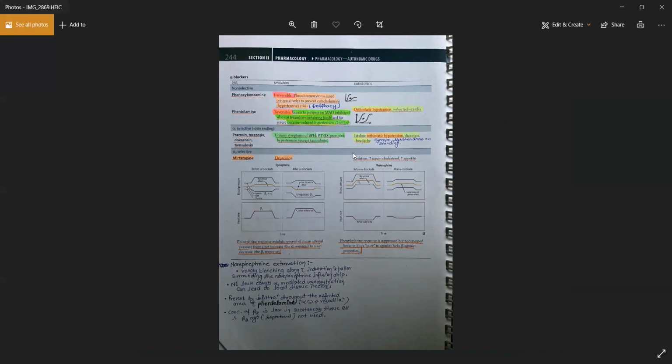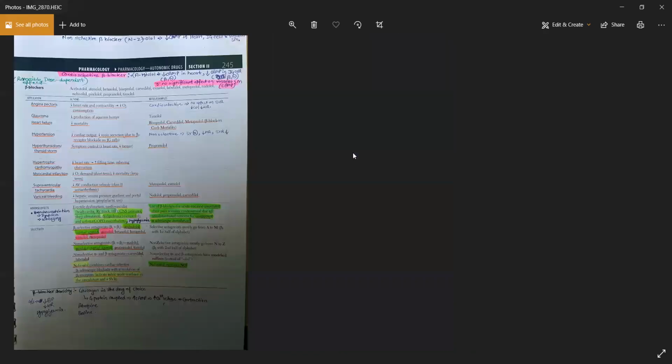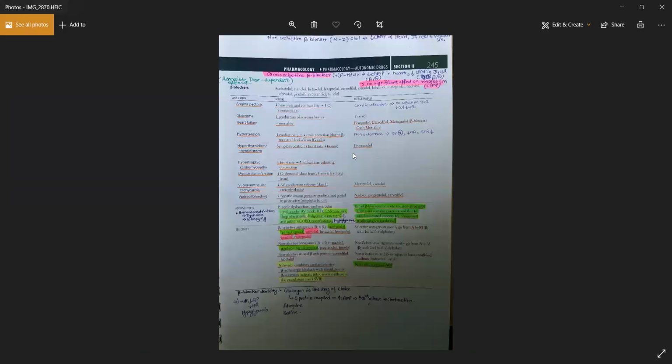Remember the drug name for ADSD and Tourette syndrome? Clonidine. And for PTSD, it is prazosin. Remember the neurological use of all these agents, very important. All these things will be repeated again in psychiatry. Then come the beta blockers.